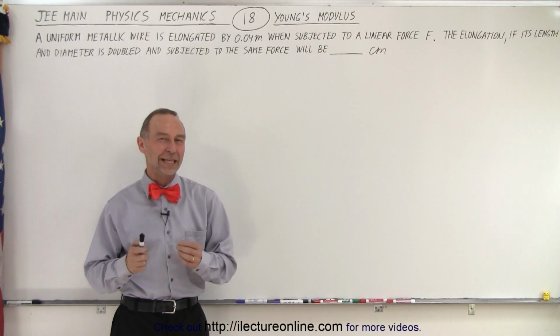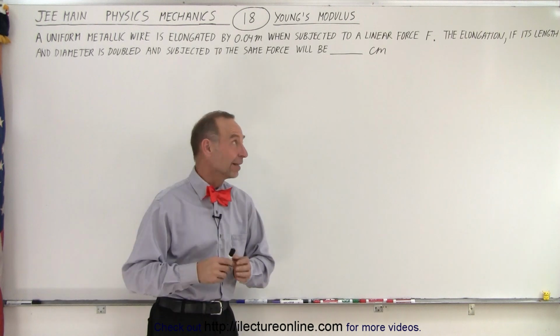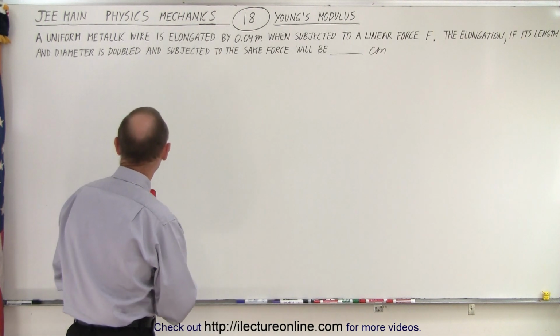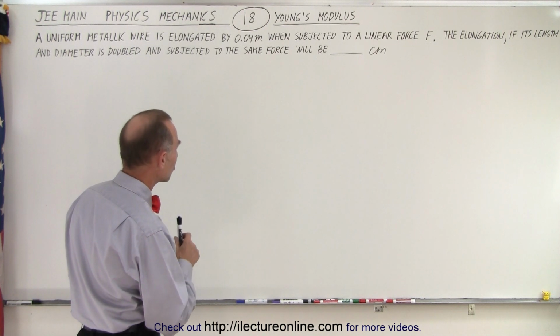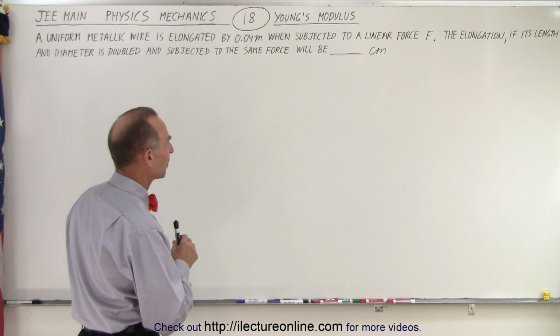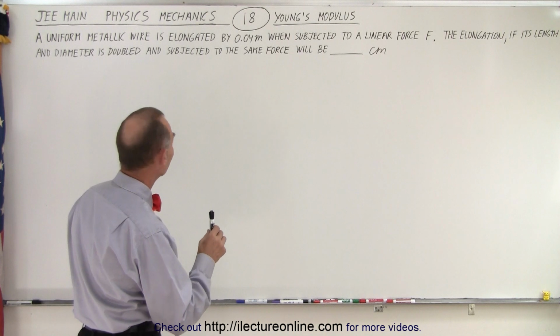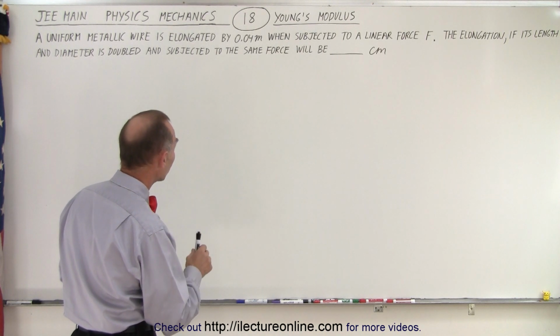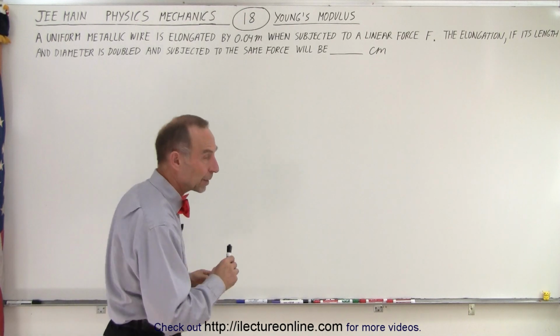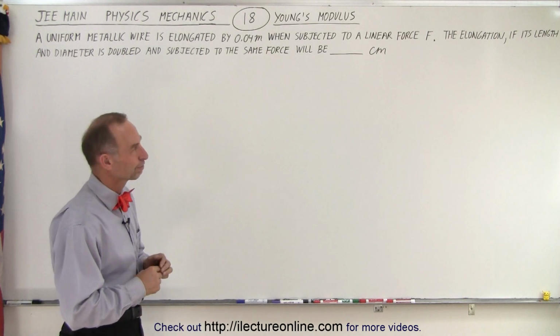Here we have a problem dealing with Young's modulus. So let's read it and see what it says. A uniform metallic wire is elongated by 0.04 meters when subjected to a linear force F. The elongation, if its length and diameter are doubled and it is subjected to the same force, will be, and we need to come up with a number in centimeters.